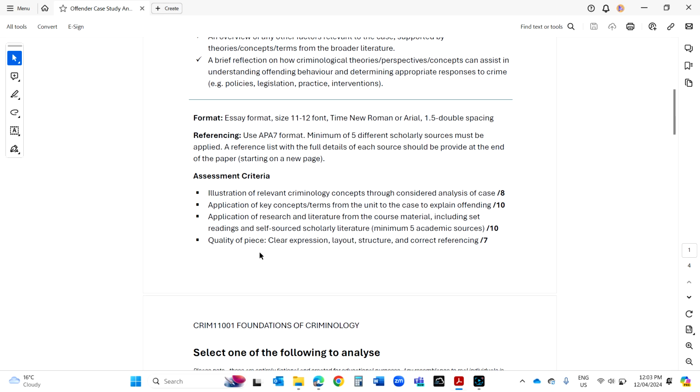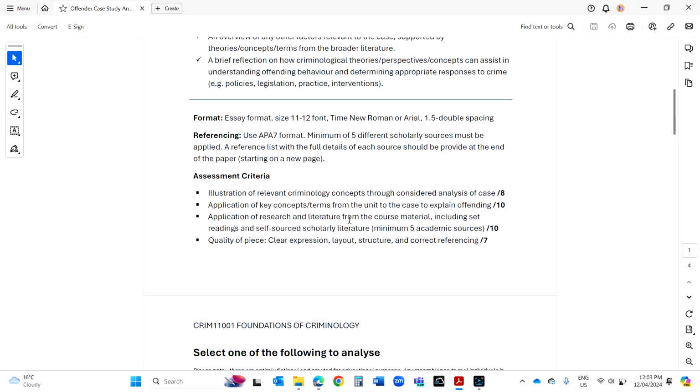Now, let's have a look at how you will be assessed. Here are the criteria. There are 8 marks for your illustration of relevant concepts through an analysis of the case. The way that you have applied the key concepts and terms to explain the offending behaviour, that is very important, because remember, our theories help us to explain crime. That is worth 10 marks.